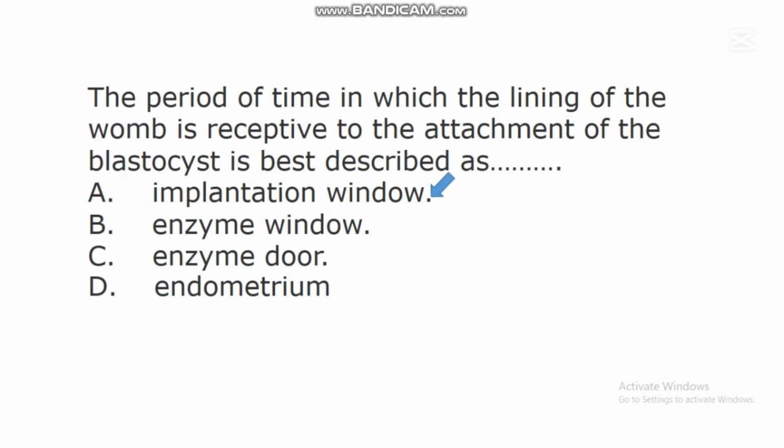Implantation window. This implantation window is the interval in which the lining of the uterus is highly receptive to the attachment of the blastocyst. So scientists use this knowledge of implantation window in running some analysis that deals with pregnancy. So this implantation window is that period of time in which the lining of the uterus is receptive to the attachment of embryo or blastocyst.